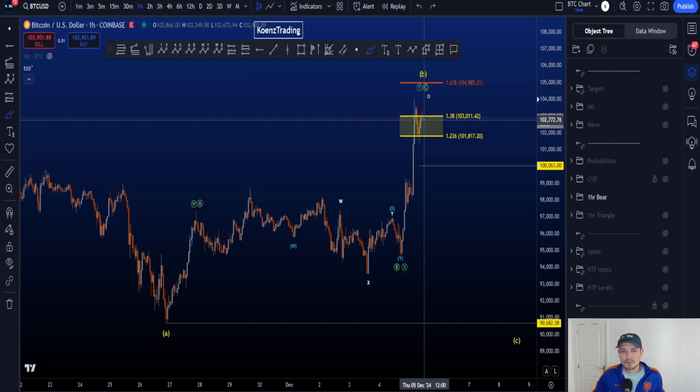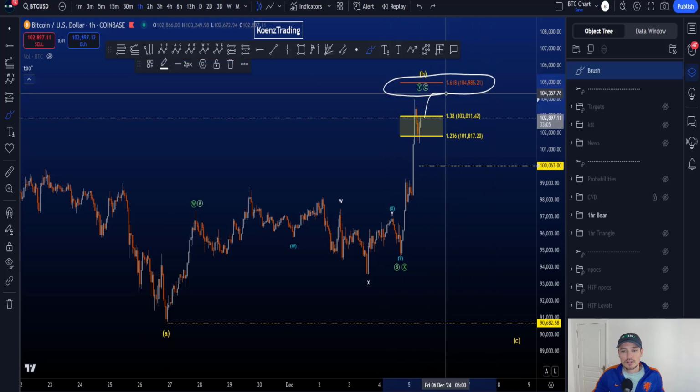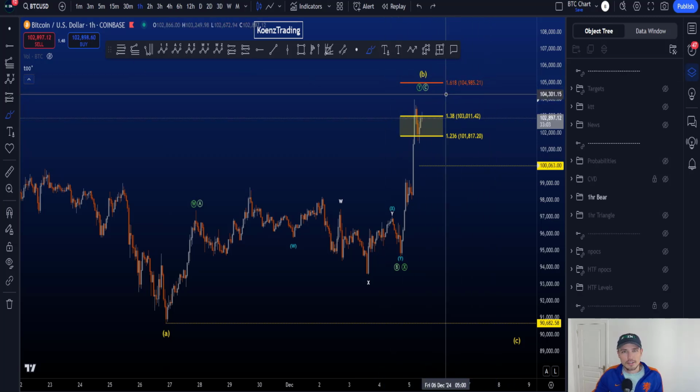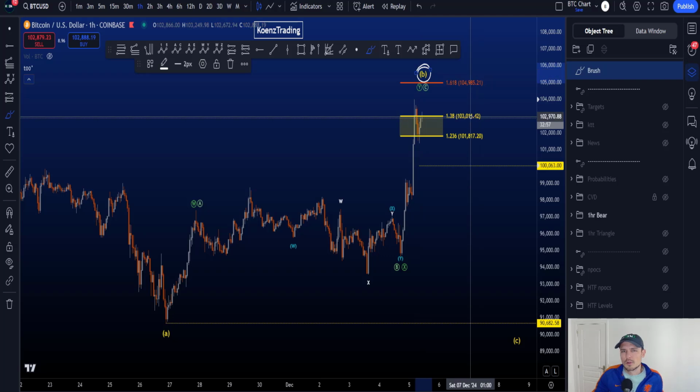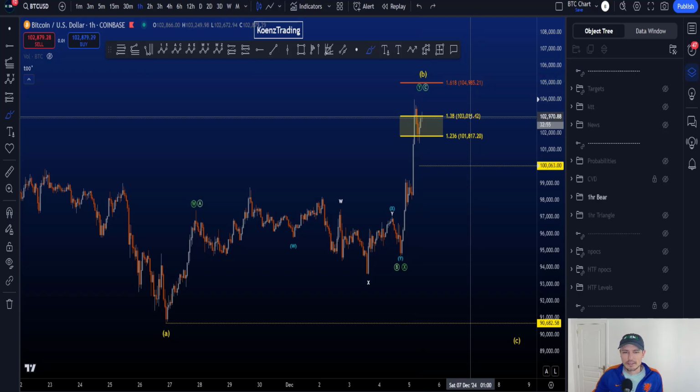If price moves to the upside and touches the 1.618, then the probabilities for this scenario will significantly decrease, as that is actually not a target you want to see hit for a wave B in an expanding flat.